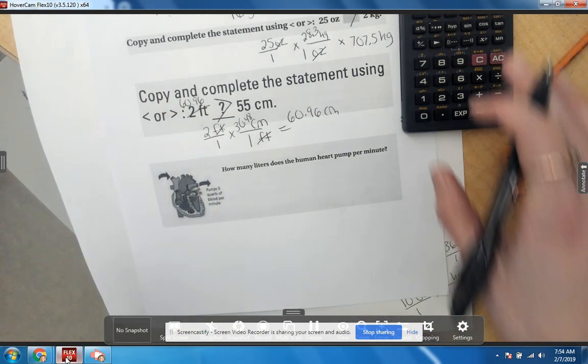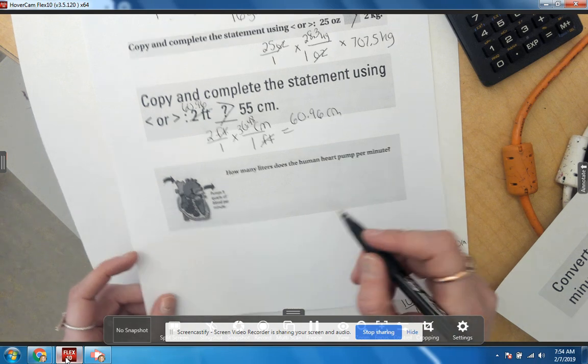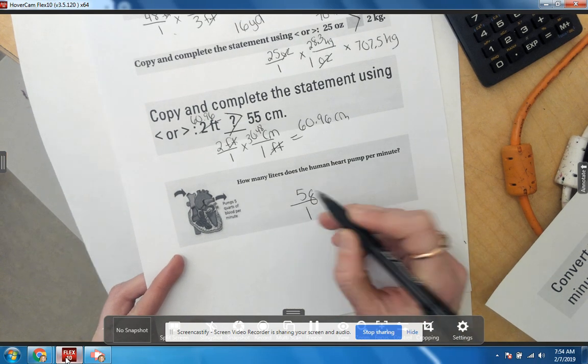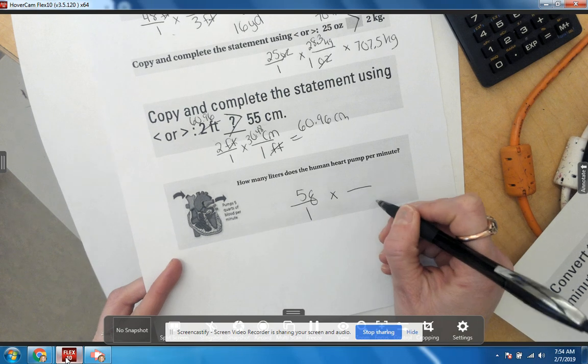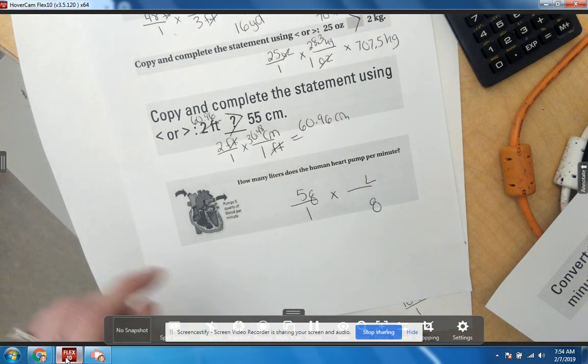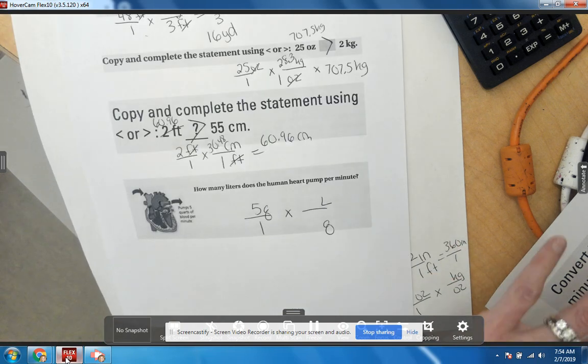Okay? I'm going to have you try this one. So it says 5 quarts. And they want you to turn it into liters. Okay, so quarts on the bottom, liters on the top. You find your conversion, do it out on the calculator. So that would be your last one.